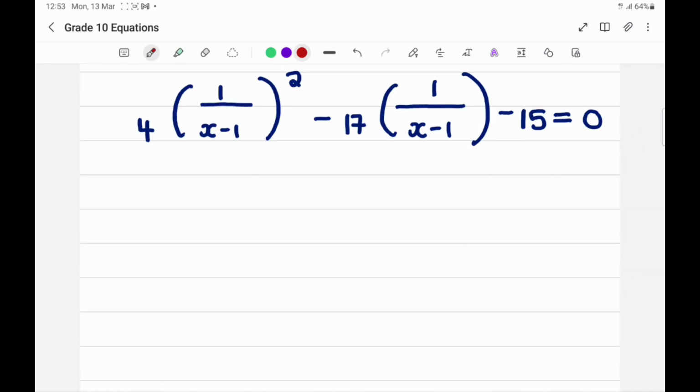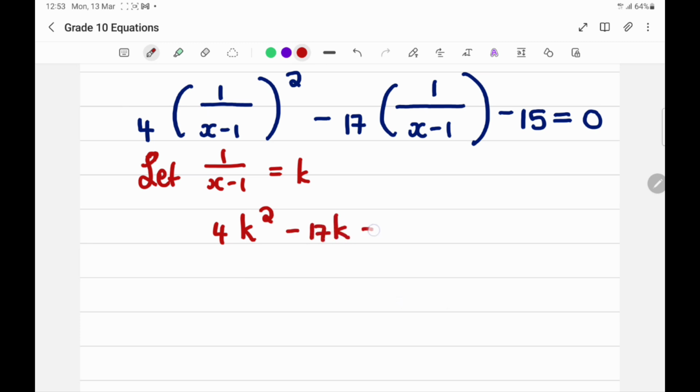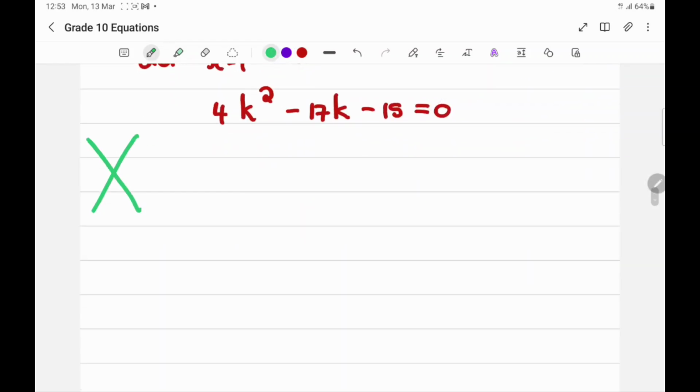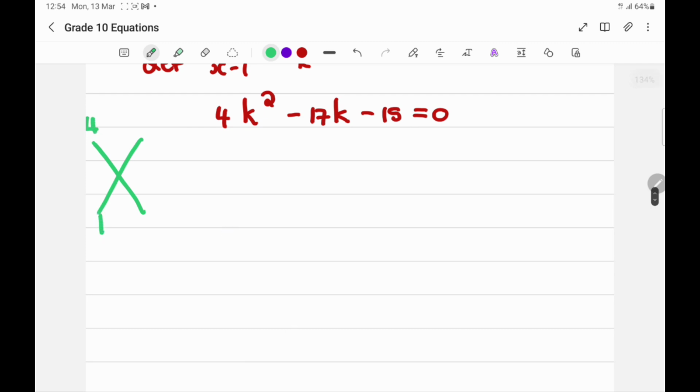Then let's look at another one over here, just the bigger part. We're going to say let 1 over x minus 1 equal k, just to simplify our lives a bit. 4k squared minus 17k minus 15 equals 0. And then we'll have to find the parts of the trinomial. So either 4 times 1 and 5 times 3. 4 times 3 is 12. 1 times 5 is 5. Oh yes, that makes it 17. Let's just see what we need.